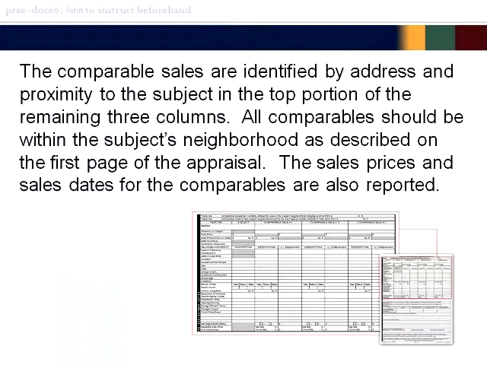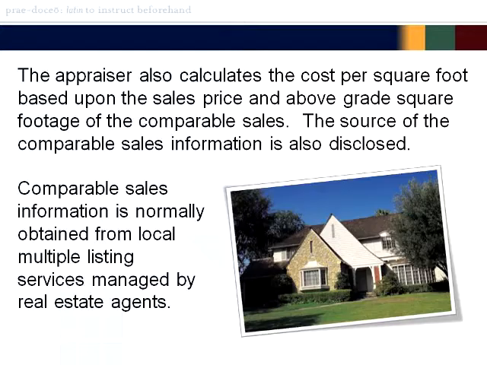The comparable sales are identified by address and proximity to the subject in the top portion of the remaining 3 columns. All comparables should be within the subject's neighborhood as described on the first page of the appraisal. The sales prices and sales dates for the comparables are also reported. The appraiser also calculates the cost per square foot based on the sales price and the above grade square footage of the comparable sales. The source of the comparable sales information is also disclosed.